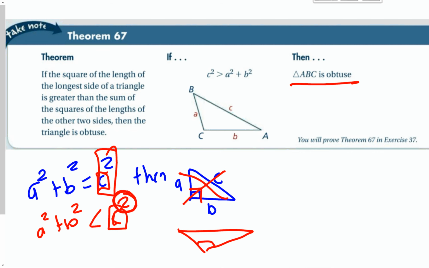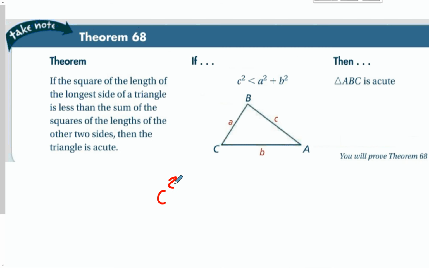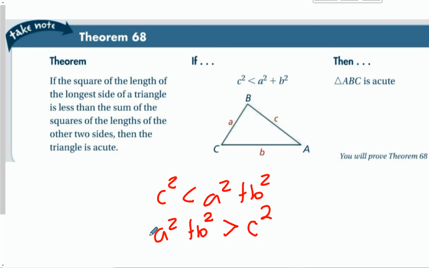And then theorem 68 says that if c squared is smaller than a squared plus b squared, I could write it like this or like this, then look at your three numbers, whichever is the largest, that's your c. If you square that and it is smaller than your other two squared added up, then it is acute, which means this angle is smaller than 90 degrees. So we're going to apply those two theorems in problem number 5 in order to classify triangles.